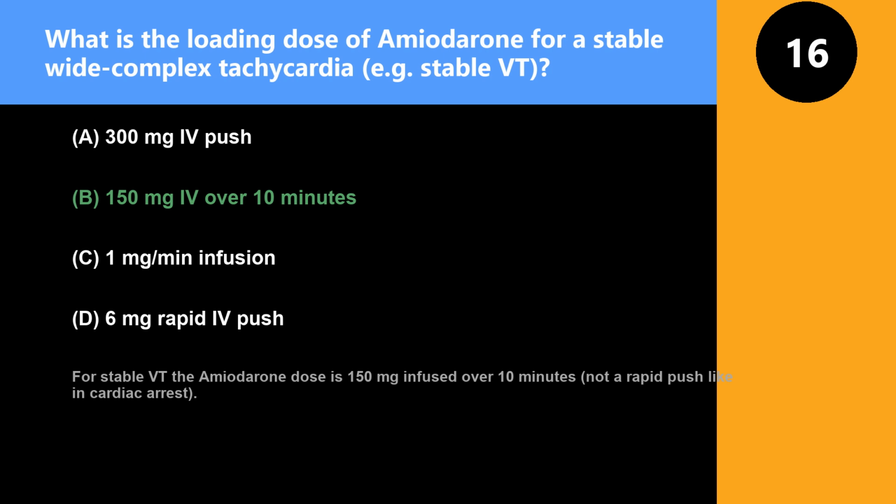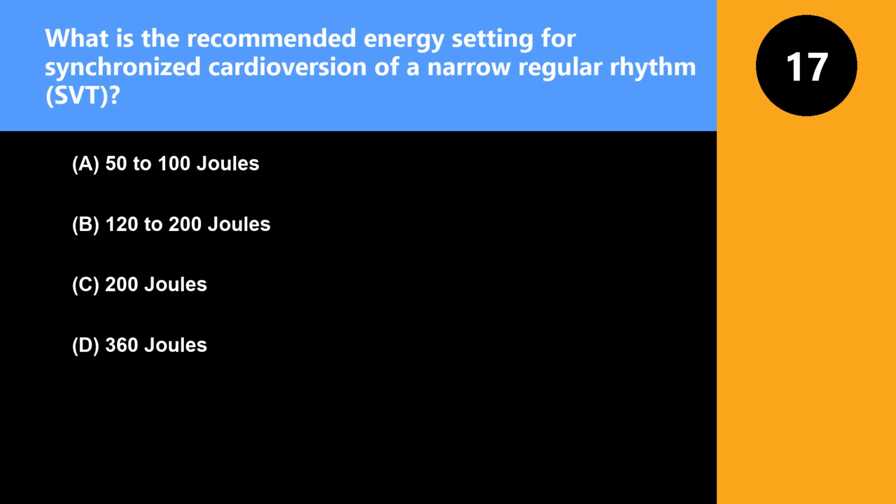For stable VT, the amiodarone dose is 150 mg infused over 10 minutes, not a rapid push like in cardiac arrest. Question 17. What is the recommended energy setting for synchronized cardioversion of a narrow regular rhythm, SVT? Option A, 50 to 100 joules. Option B, 120 to 200 joules. Option C, 200 joules. Option D, 360 joules. The correct answer is option A, 50 to 100 joules.